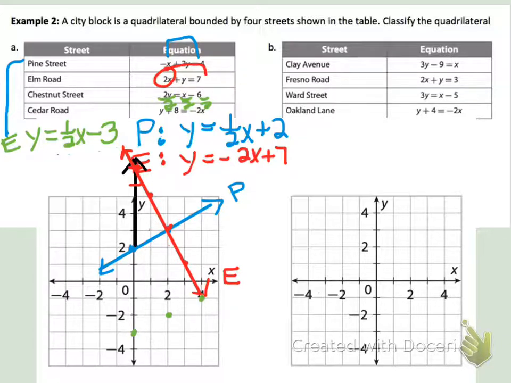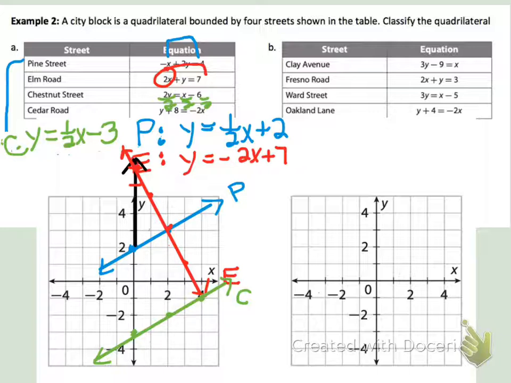And then I'm going to draw the line that goes through those points. And then I'm going to label it as, that is Elm Street. Oops, that's Chestnut. Sorry, that was a C, Chestnut Street. And then, let's see, final one is Cedar Road.